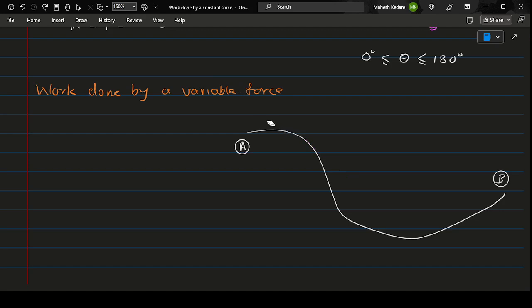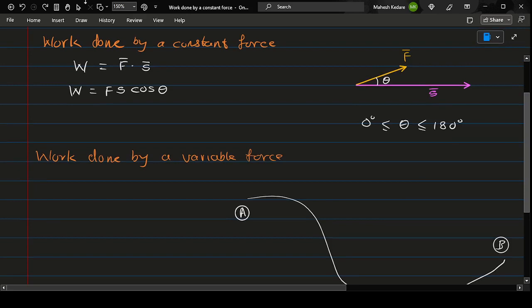As the particle moves, the force acting upon the particle changes in both magnitude and direction. We wish to find the work done by the force as the particle moves from point A to point B. Because the magnitude of force is changing, and the direction of force is also changing, the angle between the force and displacement is also different from one point to the other. We cannot directly use this formula for work, which we have shown here.